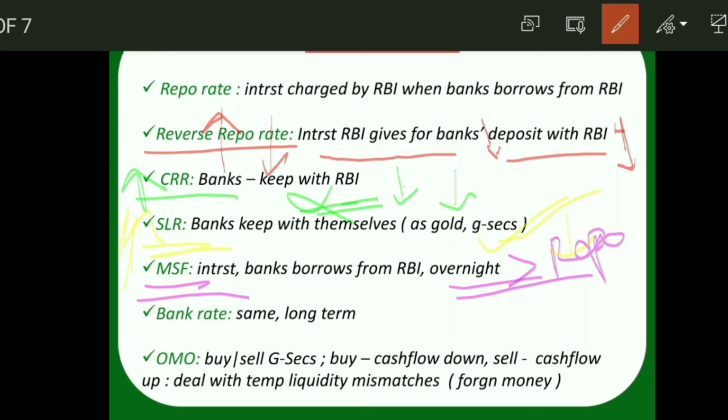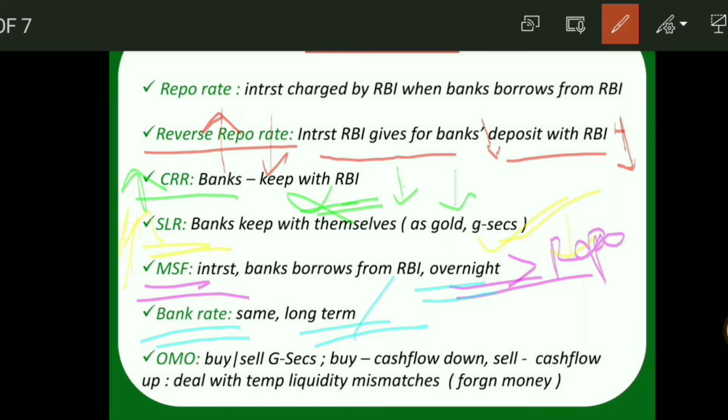Okay, next one is bank rate. This is also a liquidity adjustment facility like MSF, given by RBI to the banks. The difference is that MSF is an overnight fund and the bank rate is for the long term. Currently, MSF and bank rates are the same, 5.15% at this time, 30th of July 2022. So these two are the same, with a difference only in the time period.